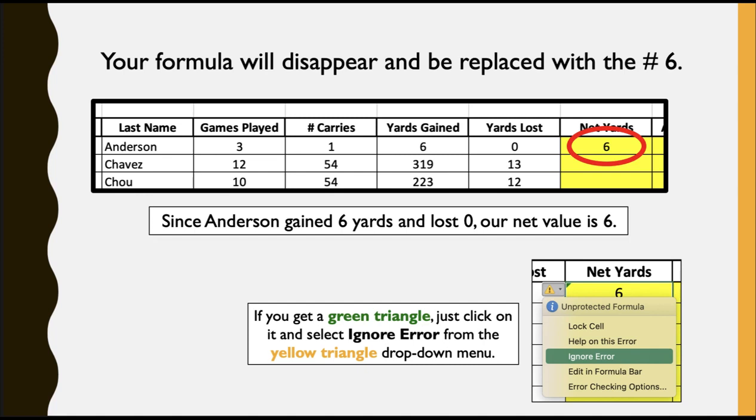But if it bothers you, to get rid of it, click on that green triangle and you'll see the little yellow triangle pop up with an exclamation point. Click into that little arrow that's next to it and just choose Ignore Error off of the drop-down menu. That will make it disappear. But again, you don't have to do anything to it. You can just ignore it.